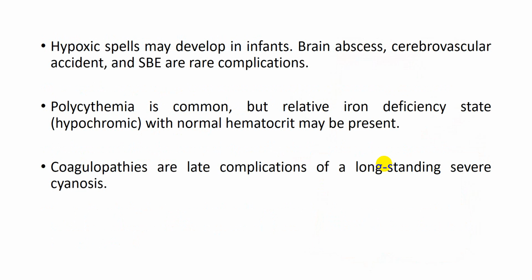Hypoxic spells may develop in infants. Brain abscess, cerebrovascular accident, thromboembolism, and bacterial endocarditis, infective endocarditis, are rare complications. Polycythemia is common, but a relative iron deficiency state, hypochromic with normal hematocrit, may be present. We call it relative iron deficiency anemia in patients with polycythemia and cyanotic congenital heart disease. Also, rarely, coagulopathies are a late complication of long-standing severe cyanosis. There is a platelet dysfunction.